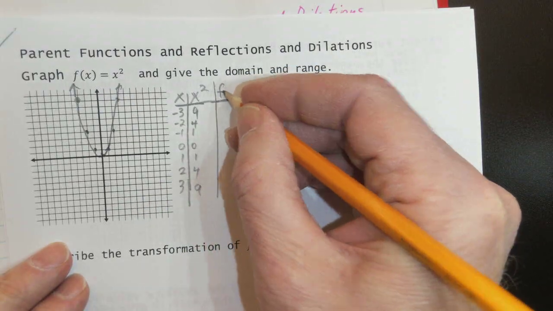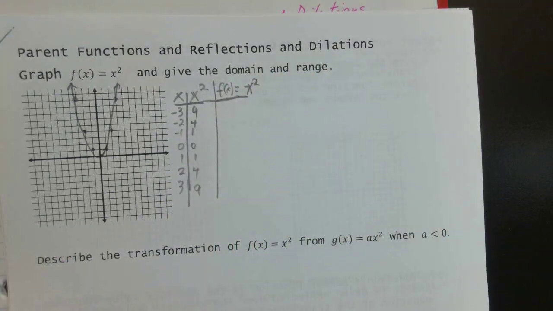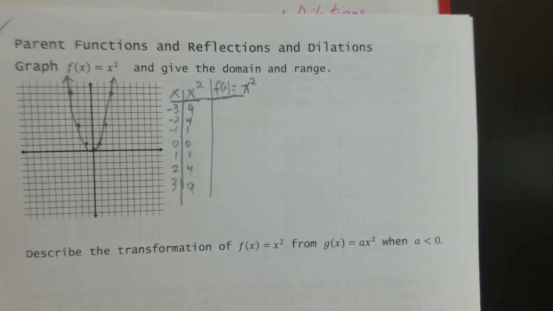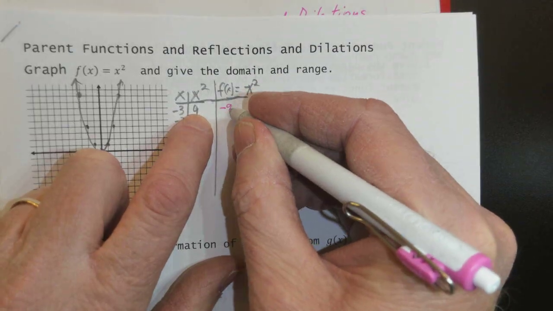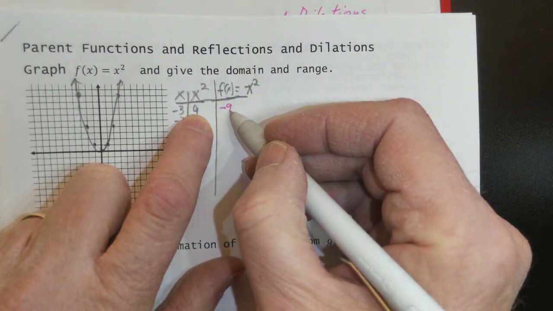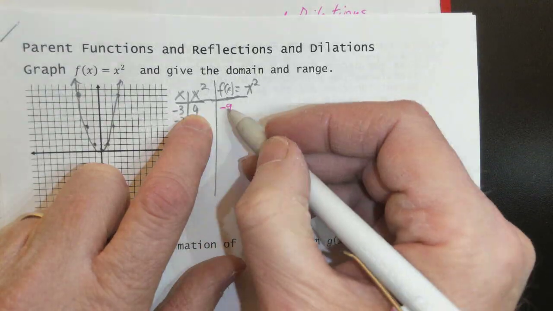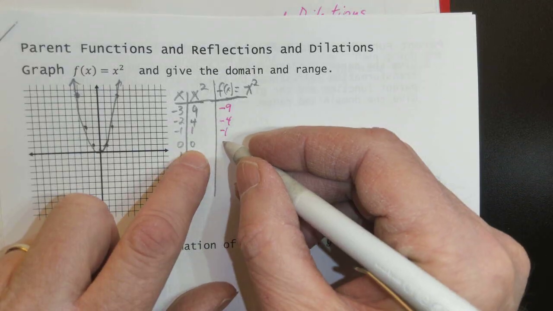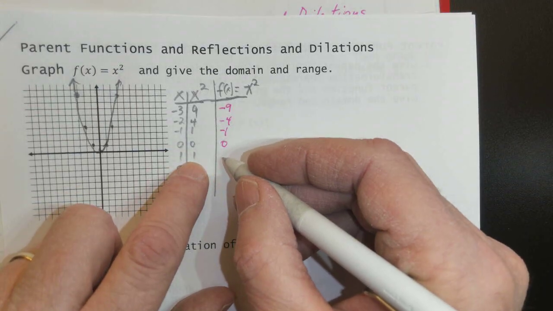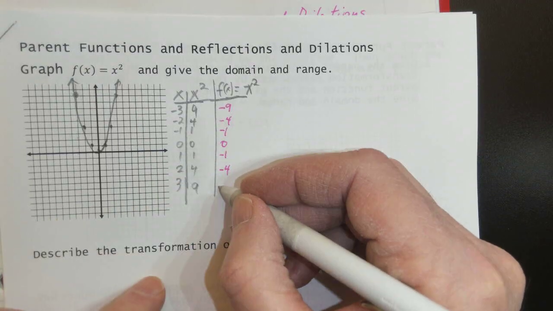because I want to look at f of x equals negative x squared. All right, so all I'm going to do is, instead of x squared, I'm writing negative x squared. Does everybody see that? So 9 goes to negative 9. 4 goes to negative 4. 1 goes to negative 1. 0 goes to negative, that's still 0. Negative 1, negative 4, and negative 9.